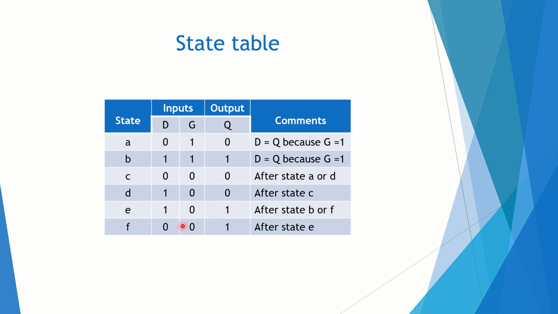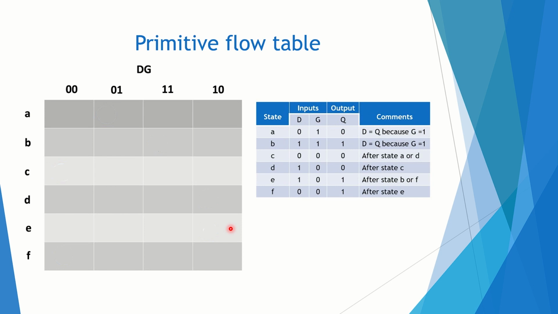And again in B, when it goes to 0, whatever state of Q is maintained here. That is why it is 1. And after state E, it is 1 0 and 0 0. So after D goes to 0, whatever the output was previously, equal to 1, is maintained. So this is after state F. In state F, this value of 1 is maintained here. Okay. So we have to generate a primitive flow table from the state table.